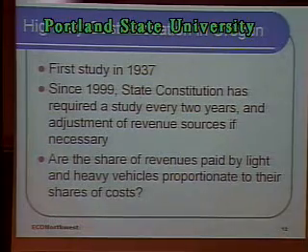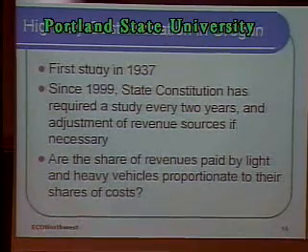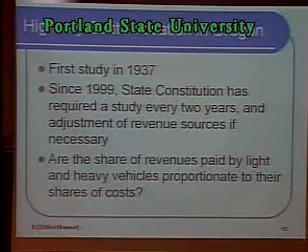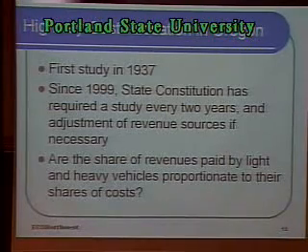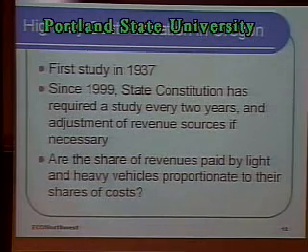And the question that needs to be answered for the purpose of meeting the constitutional requirement is, are the shares of revenues paid by light and heavy vehicles proportionate to their share of costs? The highway cost allocation study that gets done can answer a lot more questions than that, but that's the one that is required by the Constitution.